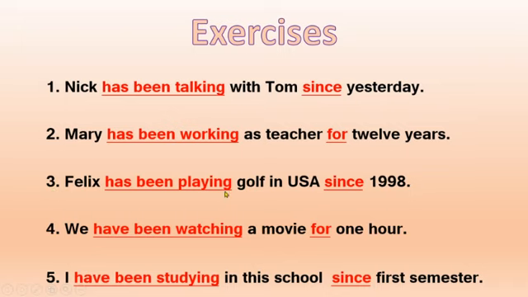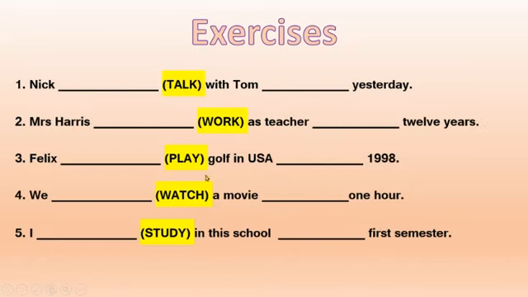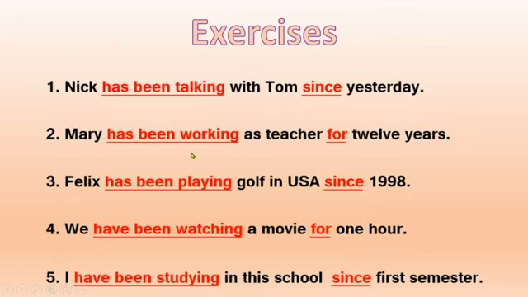Number 3, Felix. Felix has been playing. Why Felix has? Because Felix is he, third person. And the verb play in ing, playing golf in USA since. We have a year, 1982.